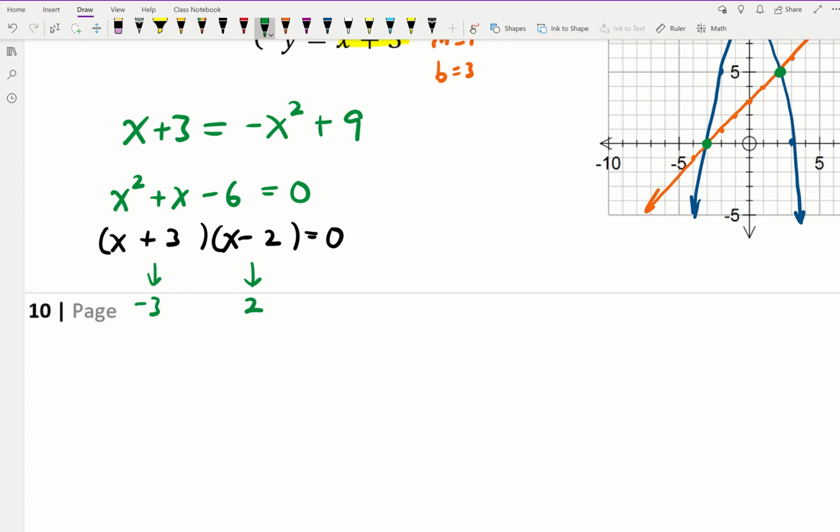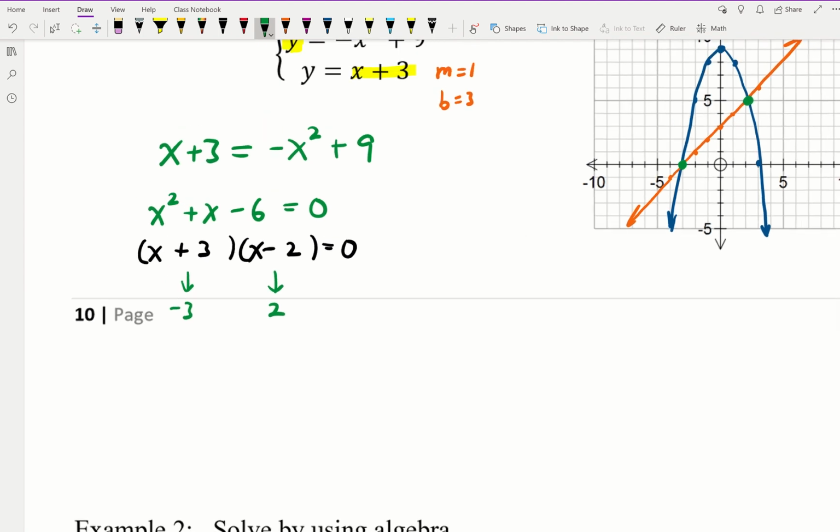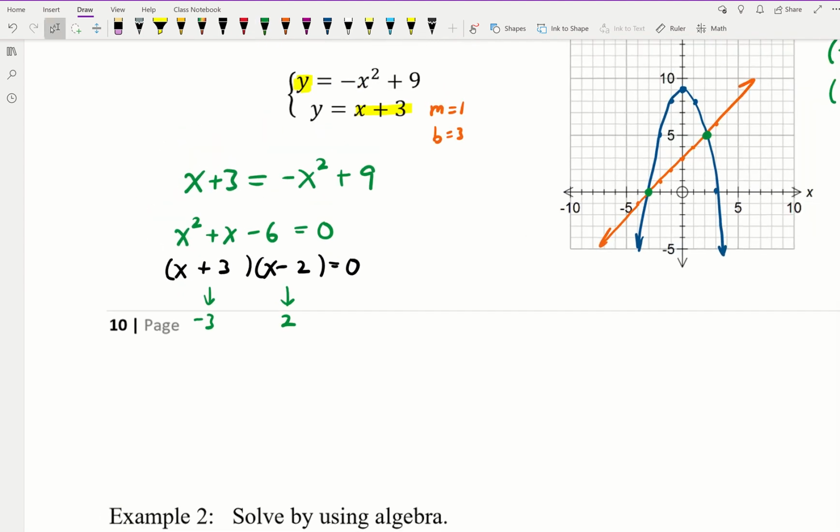So the thing you got to understand now is we're not done, because when we are solving systems, we are looking for ordered pairs or coordinates. By getting 2 different x values, that's going to tell us there are 2 different points. One of them has an x value of -3, and the other has an x value of 2. We're going to have to plug each of those into one of the equations above to find y. So this seems to be the easiest one.